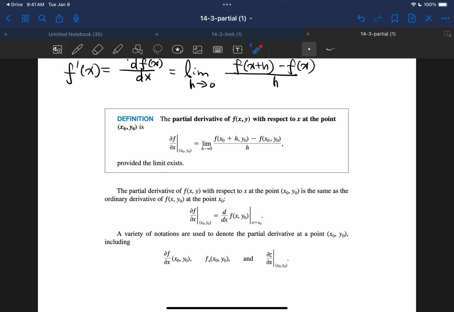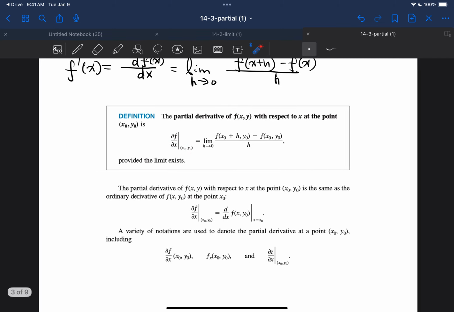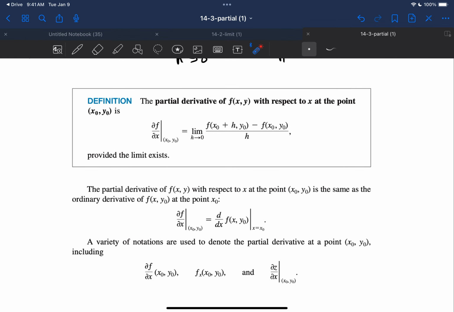So formally we write this definition as partial f partial x, with the target point, and the definition is in the limit language. So change in f value and change in x value, not y value, and h should be going to 0. Now, from this definition, y0 did not change at all. So it's just like a constant, it's frozen there.